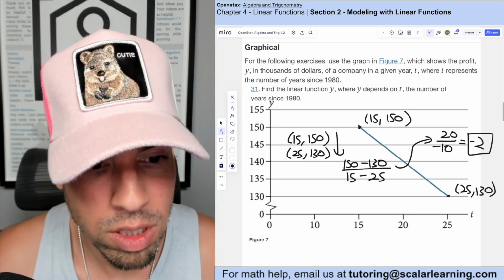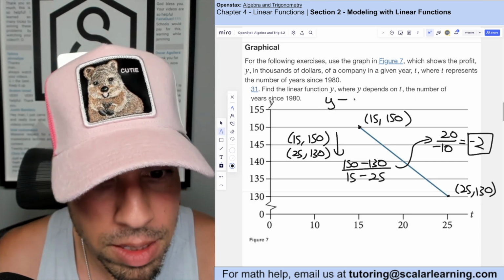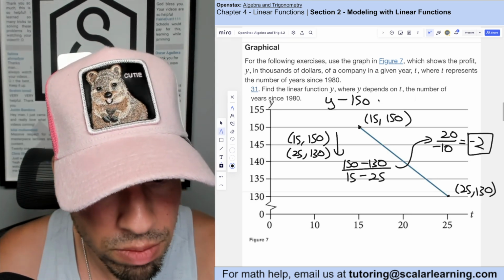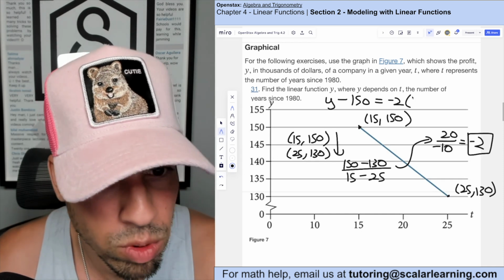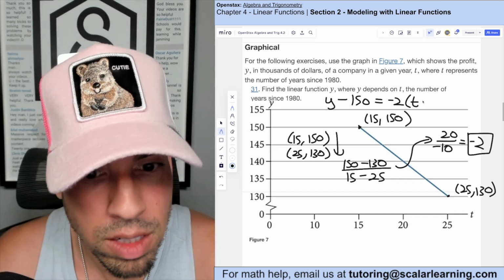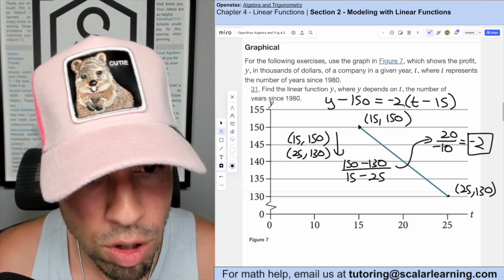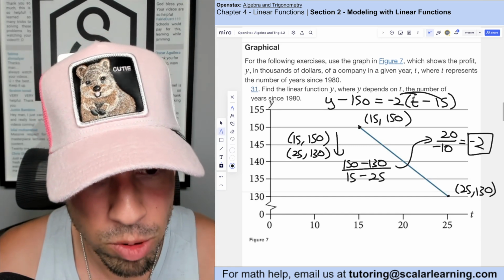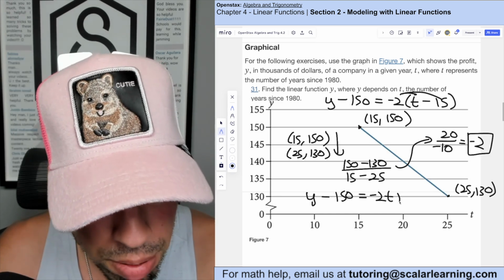So let's just use this top point, 15, 150. So check it out. It's y minus the corresponding y value, 150, equals my slope, negative 2, times x, or in this case, we'll say t because that's a variable here, t minus that corresponding x value of 15. To get this into slope-intercept form, which is what we want, we're going to distribute, and then I get y minus 150 equals negative 2t plus 30.